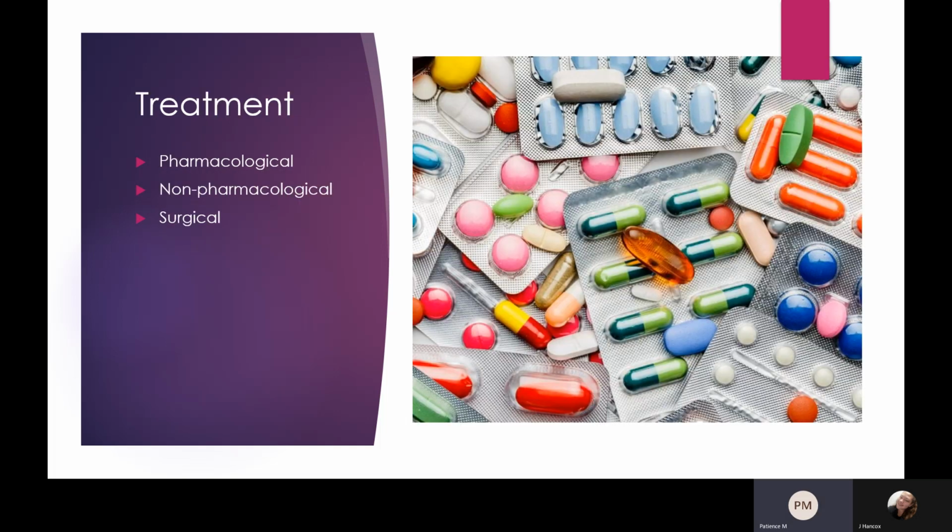Now we'll be getting into the treatment. Because the disease cannot be cured, there are ways to treat it so that you can prolong your life and also make it easier to cope on a daily basis. So we have pharmacological ways and non-pharmacological ways to treat the disorder.